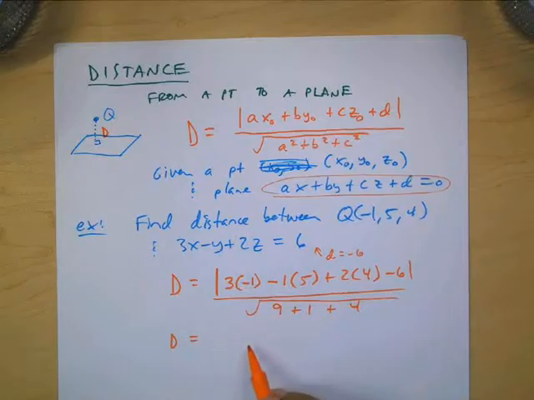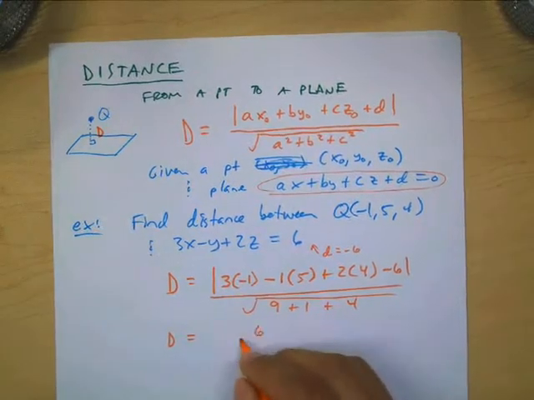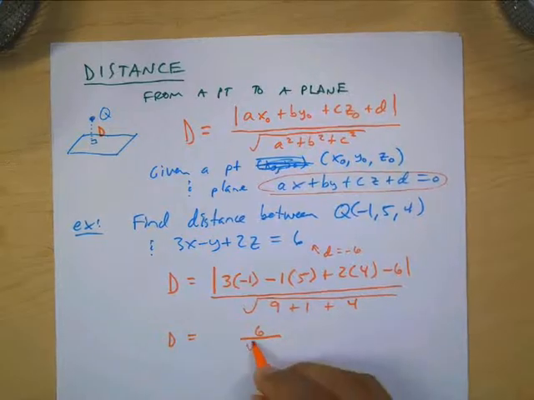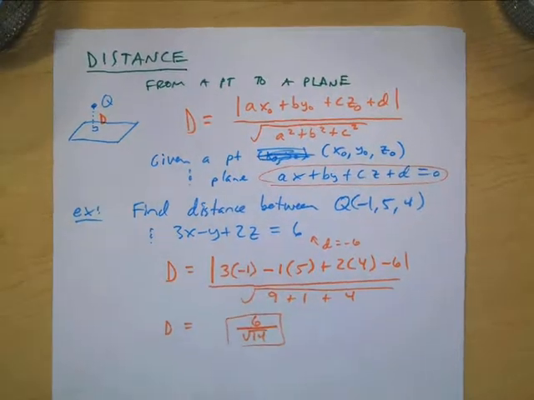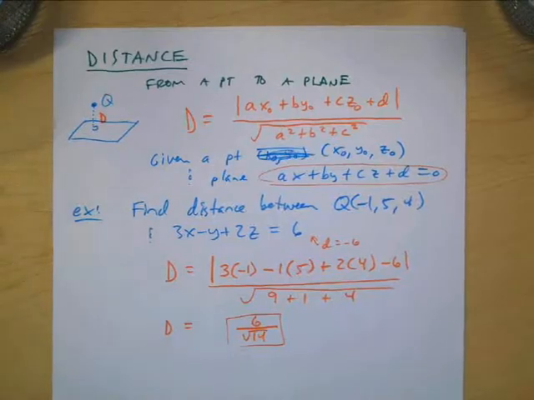What's the numerator simplify to? 6. And that's just going to be root 14. And that's good. So it's a pretty straightforward calculation. Any questions on how to use the formula? Okay.